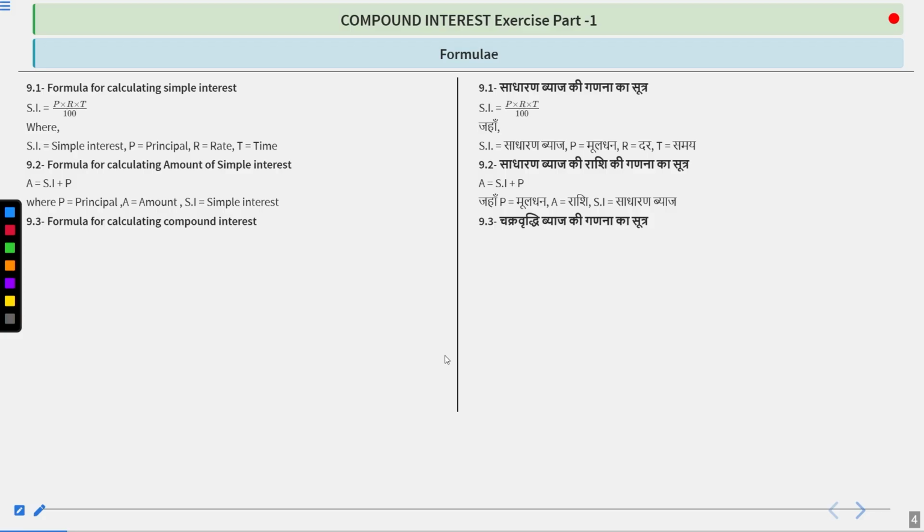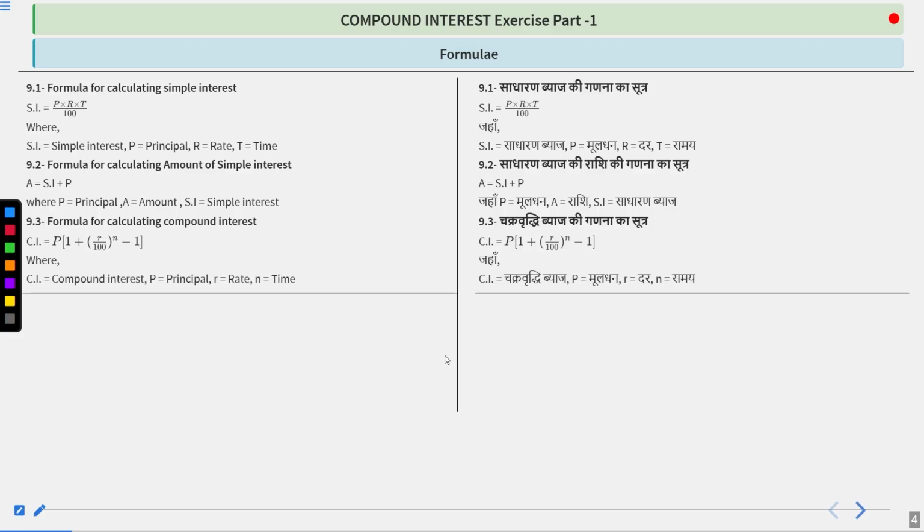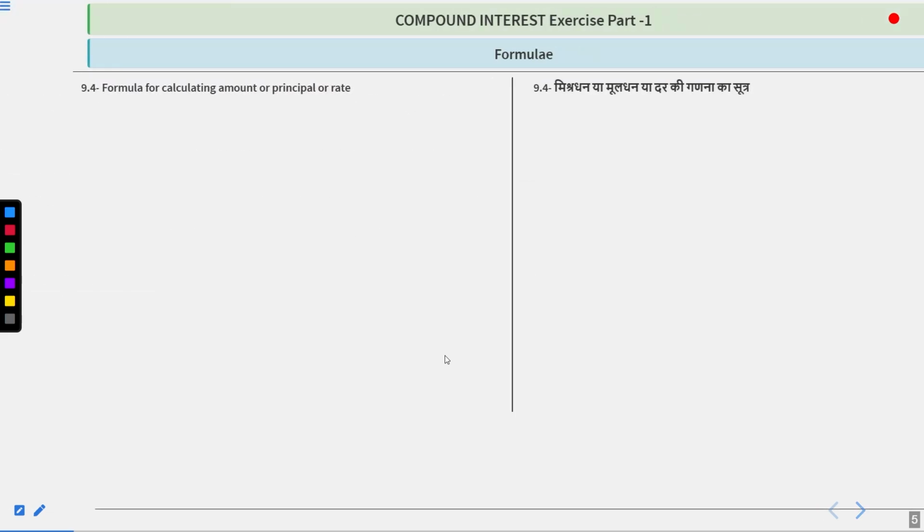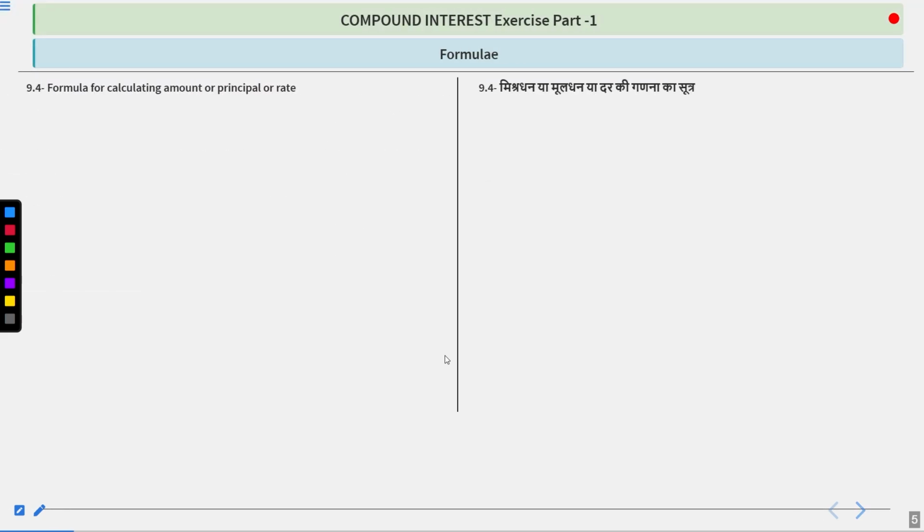Then we have the formula for calculating compound interest. Compound interest is equal to principal into (1 plus R upon 100) raised to power n minus 1, where CI is compound interest, P is principal, R is rate and n is time. Then we have the formula for calculating amount or principal or rate. Amount is equal to principal into (1 plus R upon 100) raised to power t, where A is amount, P is principal, R is rate and T is time.